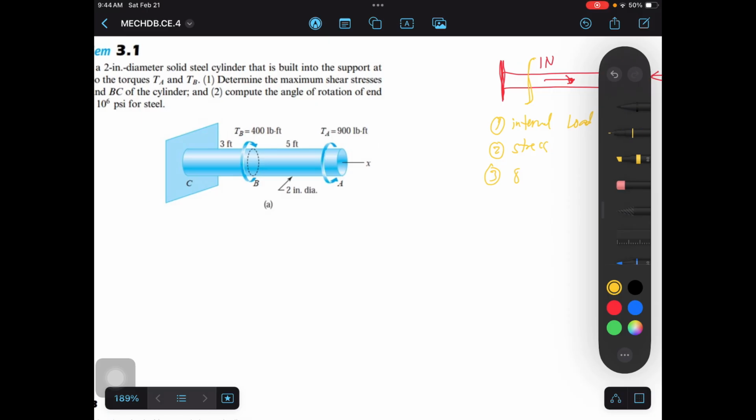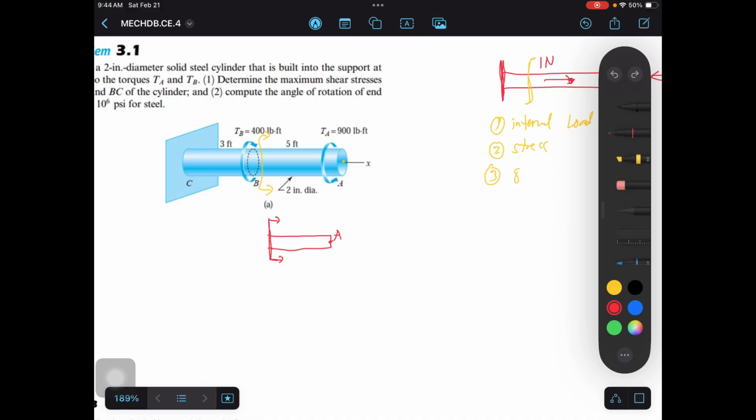Paano natin siya ika-cut? Ika-cut natin siya from point A hanggang sa point right before B, and we will use the right side. So, kung ito drawing natin, ito yung bar. This is my point A, and then this is the point right before point B. Ibig sabihin, hindi mo dapat isama yung applied load dun sa point B.